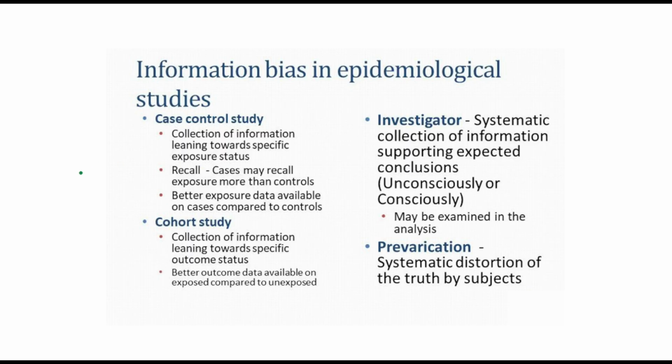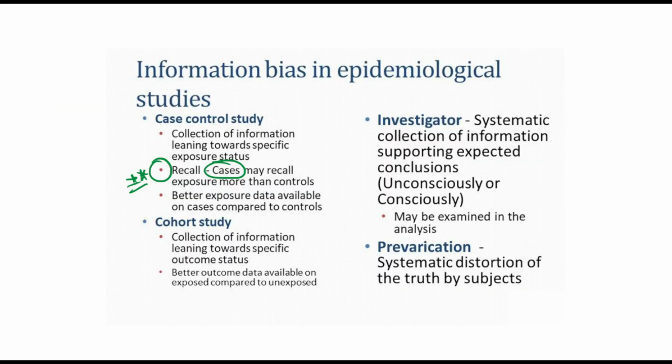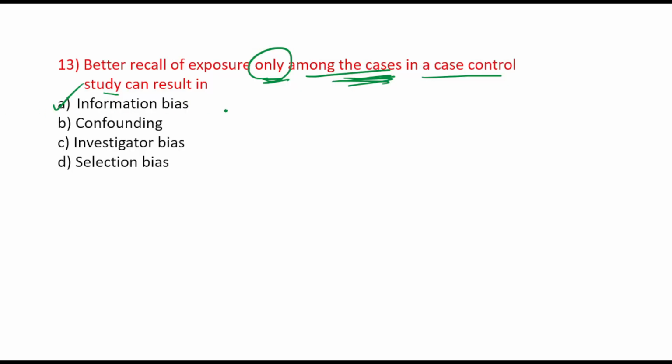Now see the information given in this chart. In our question they have spoken regarding the better recall of exposure only among the cases. See the statement given over here, recall. Cases may recall exposure more than controls. In the question they have mentioned the better recall of exposure only among the cases. This statement was spoken in regards to information bias. So this is the answer for this question.